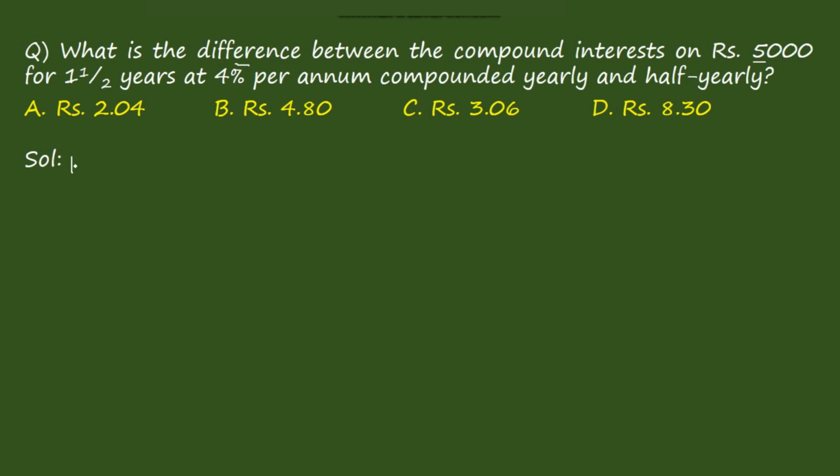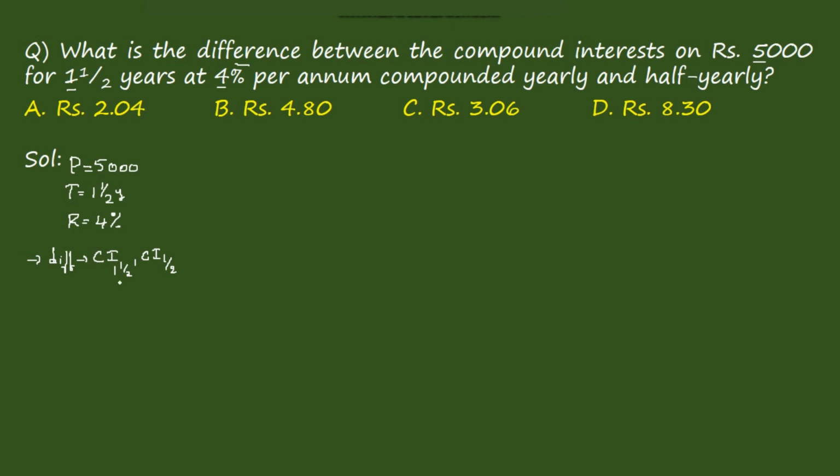They're given the principal is equal to 5000, right? For 1 1/2 years, they're given the time is equal to nothing but 1 1/2 years, right? At 4% per annum, so they're given the rate is equal to 4%, right? Compounded yearly and half-yearly. So we have to find the difference between the compound interest yearly and the compound interest half-yearly, right?